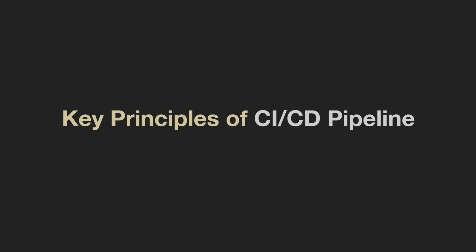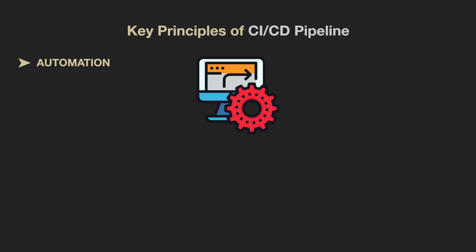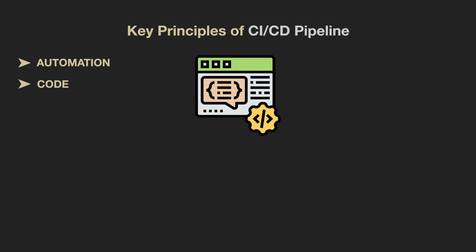Now let's check out some of the key principles of a CI/CD pipeline. The first one is automation. This is probably the most important principle in CI/CD. We want everything, literally everything, to be automated. The next thing is that we want everything to be as code. You might have heard this term, infrastructure as code. We want everything, literally everything, to be in code.